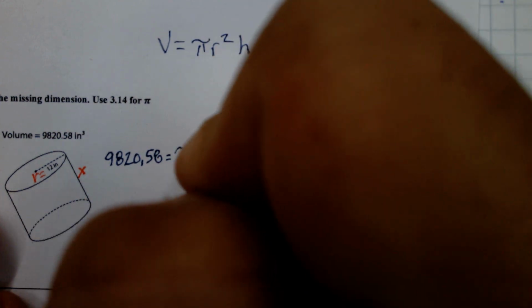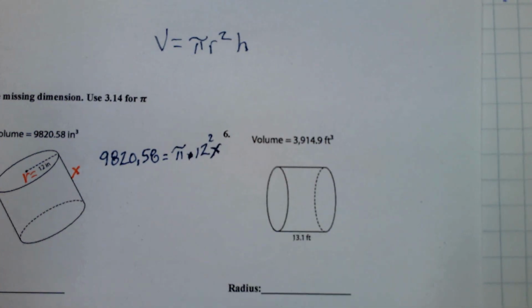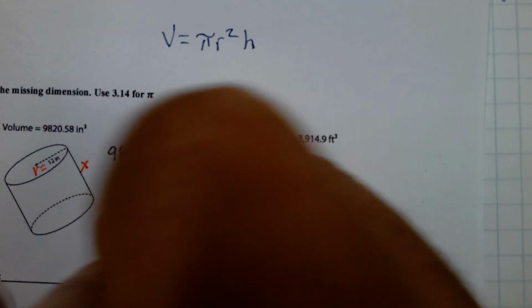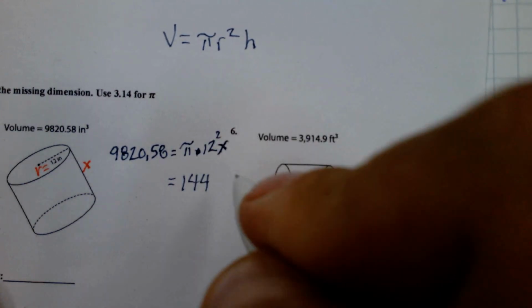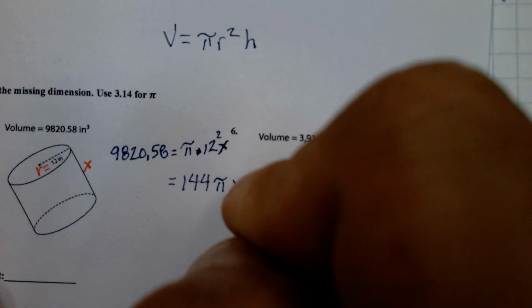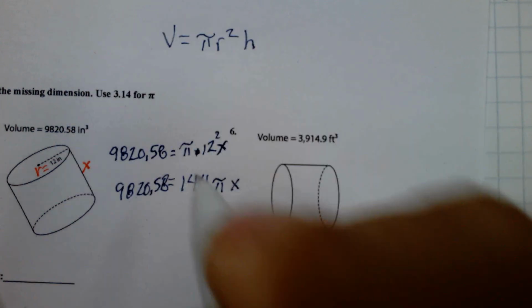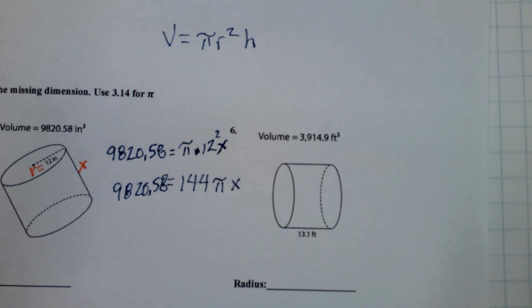So it's pi times 12 squared times x. So, yeah. Simplify 12 squared, that's 144 pi x. Okay. And 9,820.58 goes here. And then we want to figure out x, right? So we eventually have to divide.